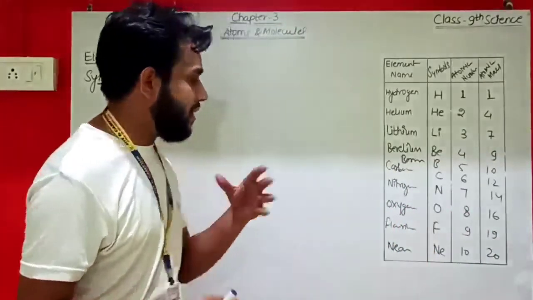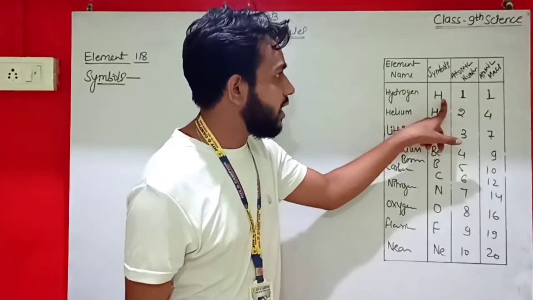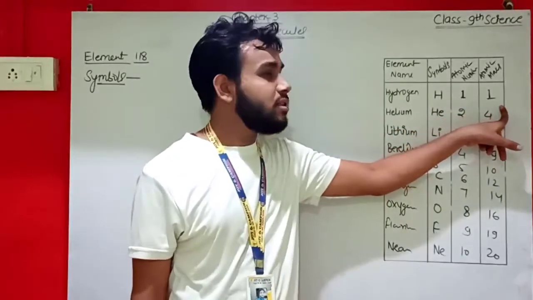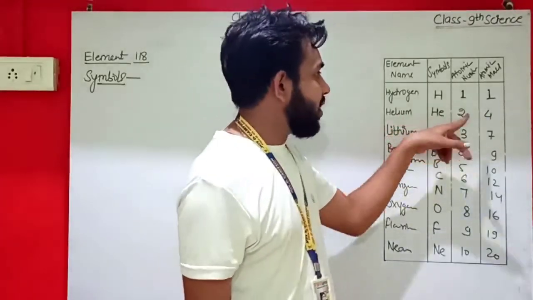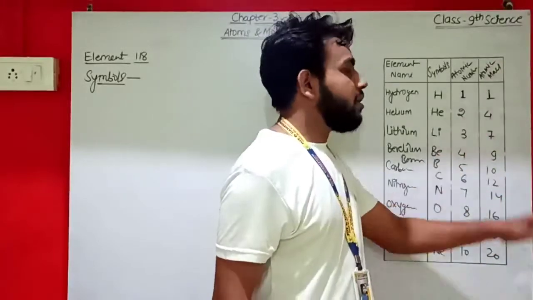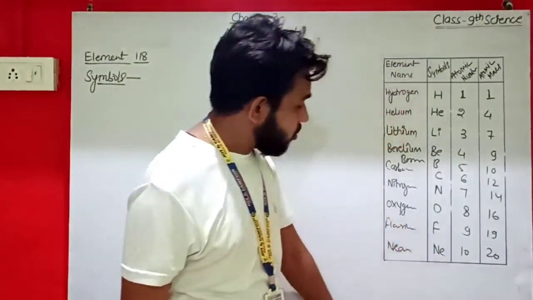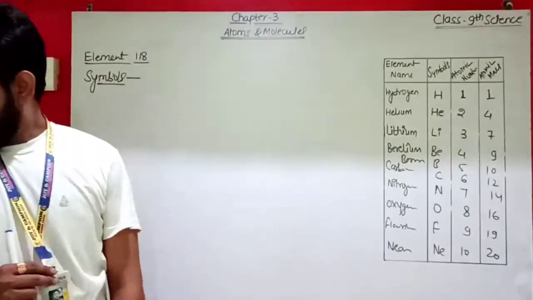Okay, so first one is hydrogen. Hydrogen, its symbol is capital H. The atomic number of hydrogen is 1 and atomic mass is 1. Helium, this is He, atomic number is 2 and atomic mass is 4. So students, you have to write from 1 to 30.